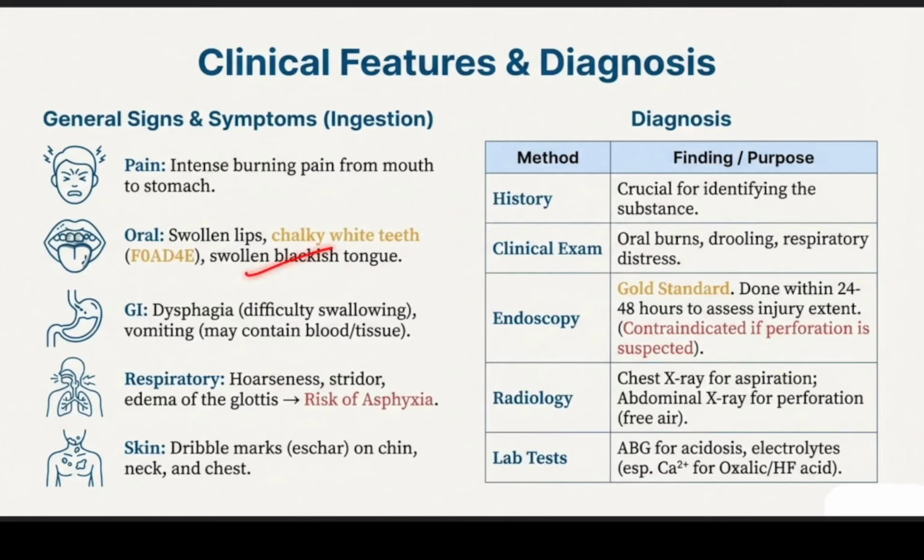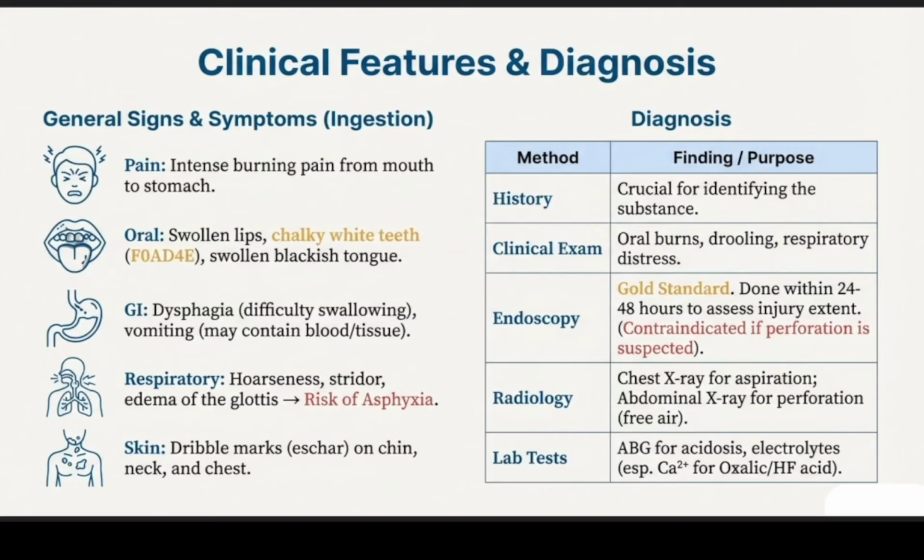Then there is going to be vomiting, and that too may contain blood or tissue. Respiratory hoarseness, stridor, edema of the glottis, and even risk of asphyxia will be there. And skin dribble marks, that is eschar. Remember acid, right? Eschar on the skin, chin, neck, and the chest. All these are going to be there when we ingest it.